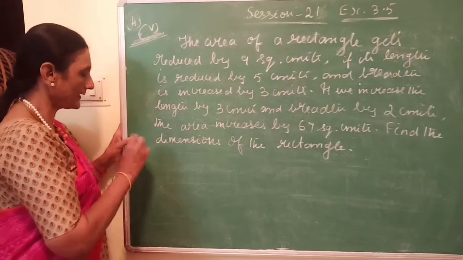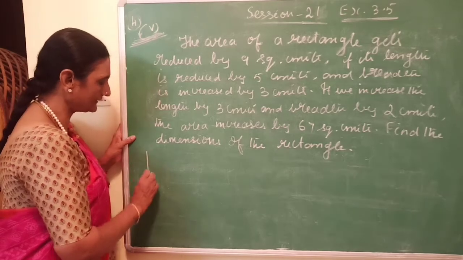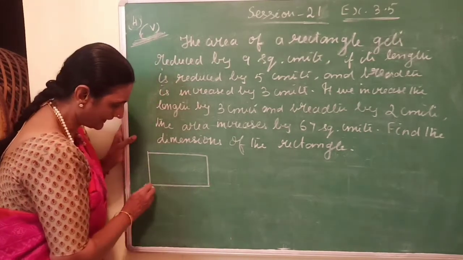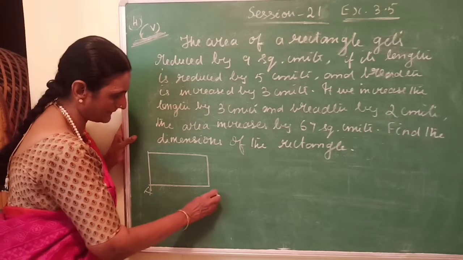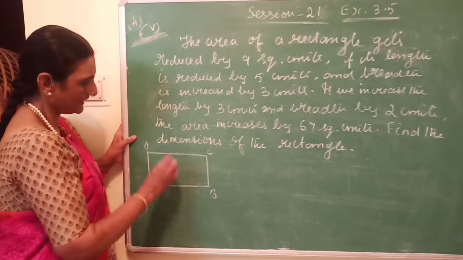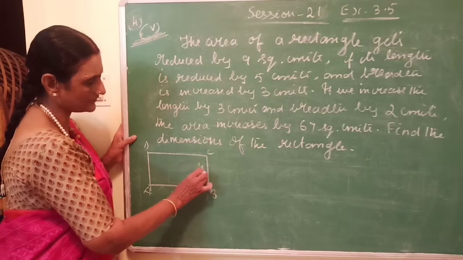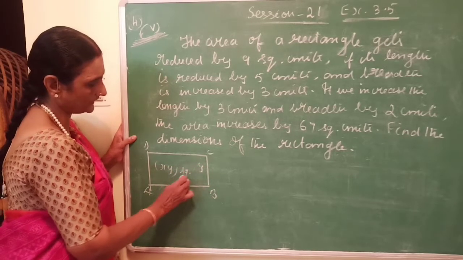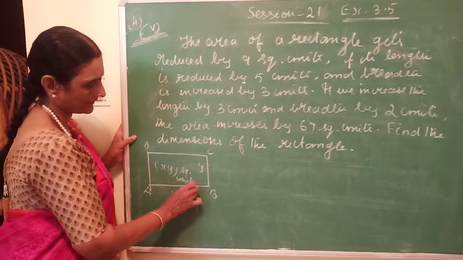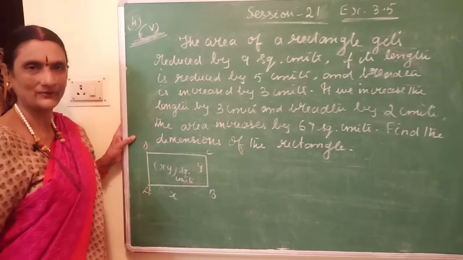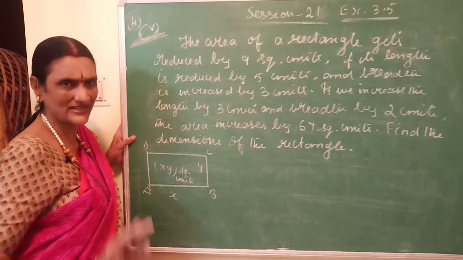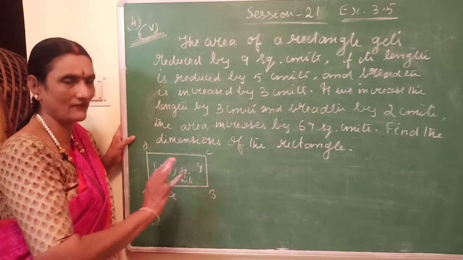Now, for this sum, let the length and breadth be called x and y. You just draw the rectangle, let it be A, B, C and D, and then this is x and this is y, therefore the area is xy square units. Is that clear to you? This is the standard area of the rectangle.